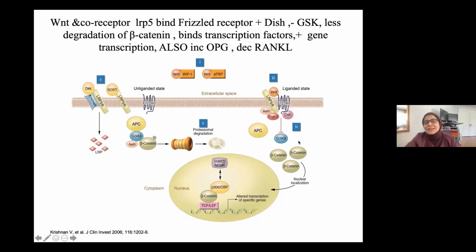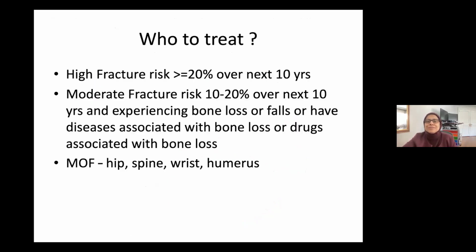And when we activate the Wnt signaling pathway, we will increase osteoprotegerin and decrease RANK ligand. And also, because the pathways are connected, we will thereby decrease bone resorption. So who do we treat?